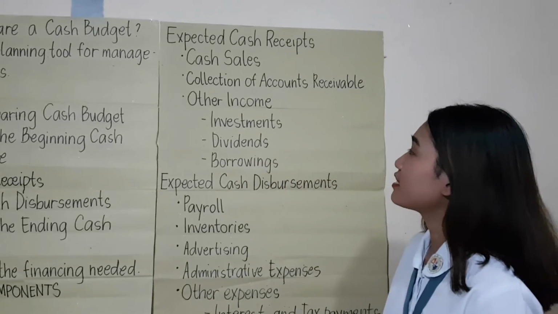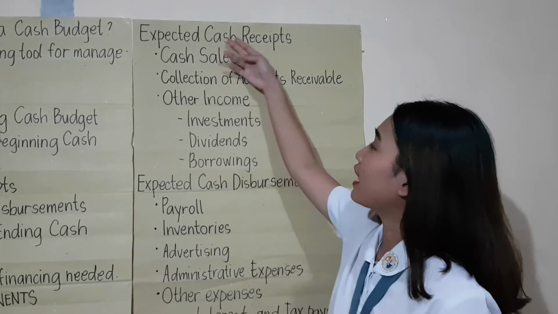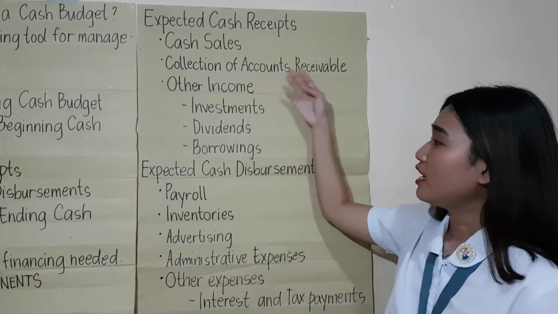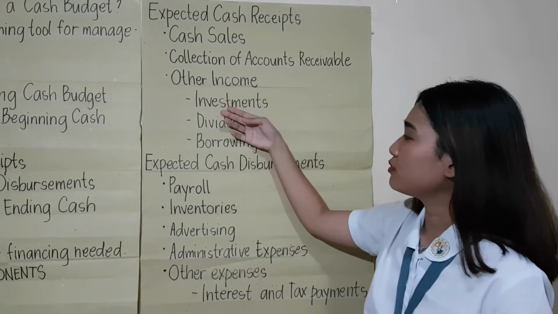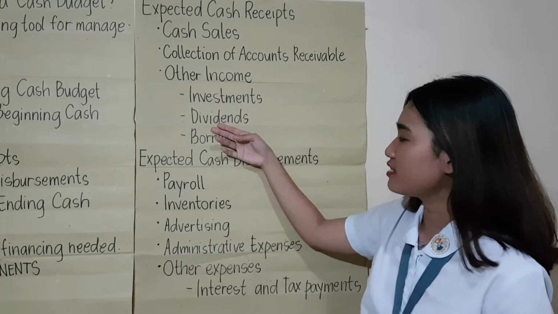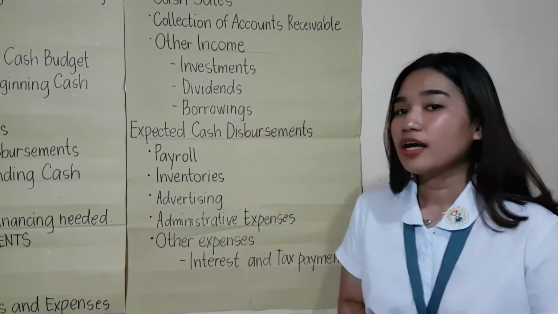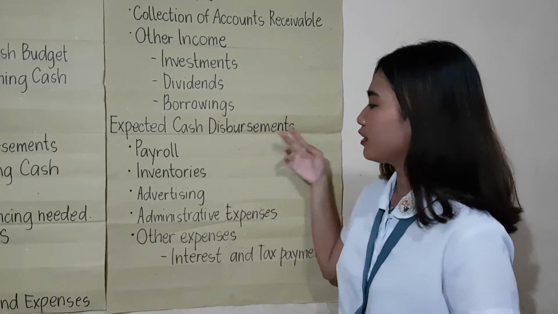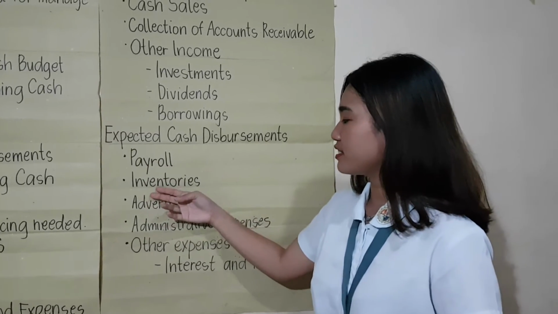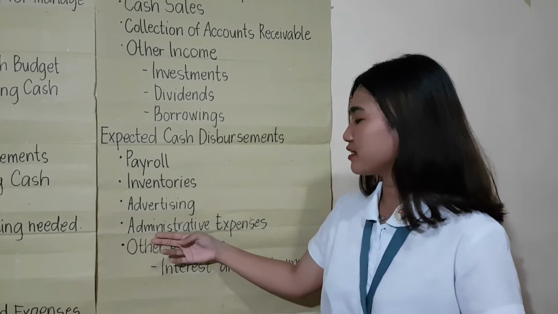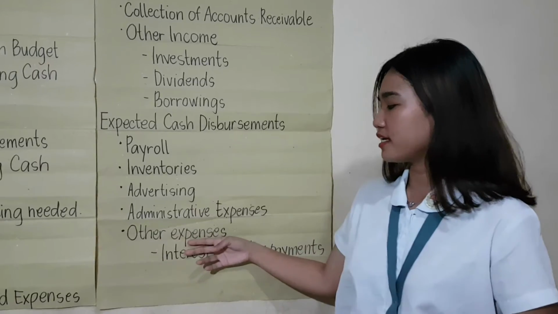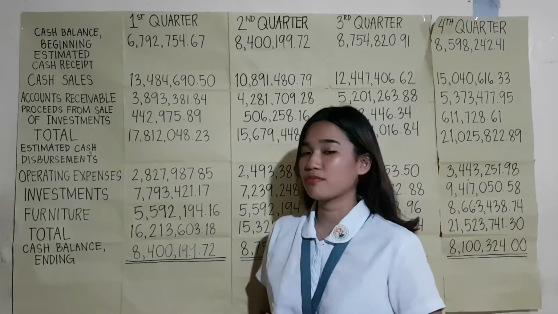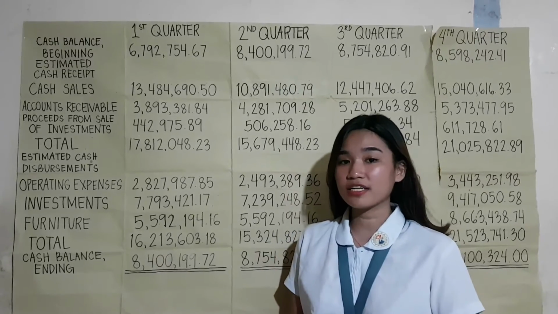Categories included in expected cash receipts are cash sales, collection of accounts receivable, and other income, which includes investments, dividends, and borrowings. While on the other hand, expected cash disbursements include payroll, inventories, advertising, administrative expenses, and other expenses, which includes interest and tax payments.